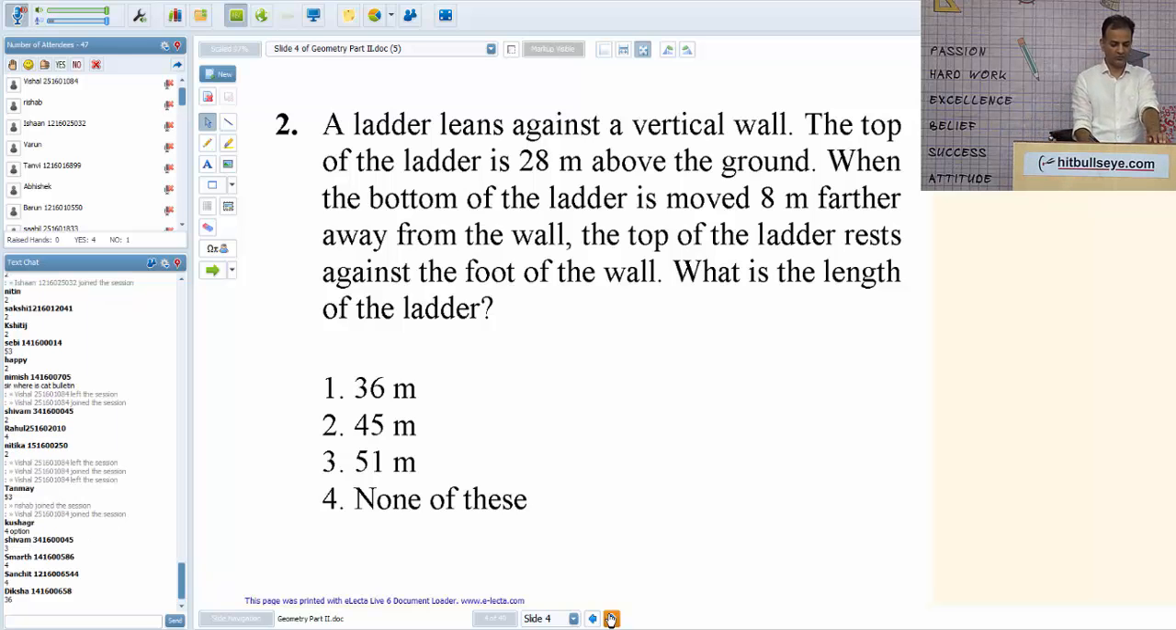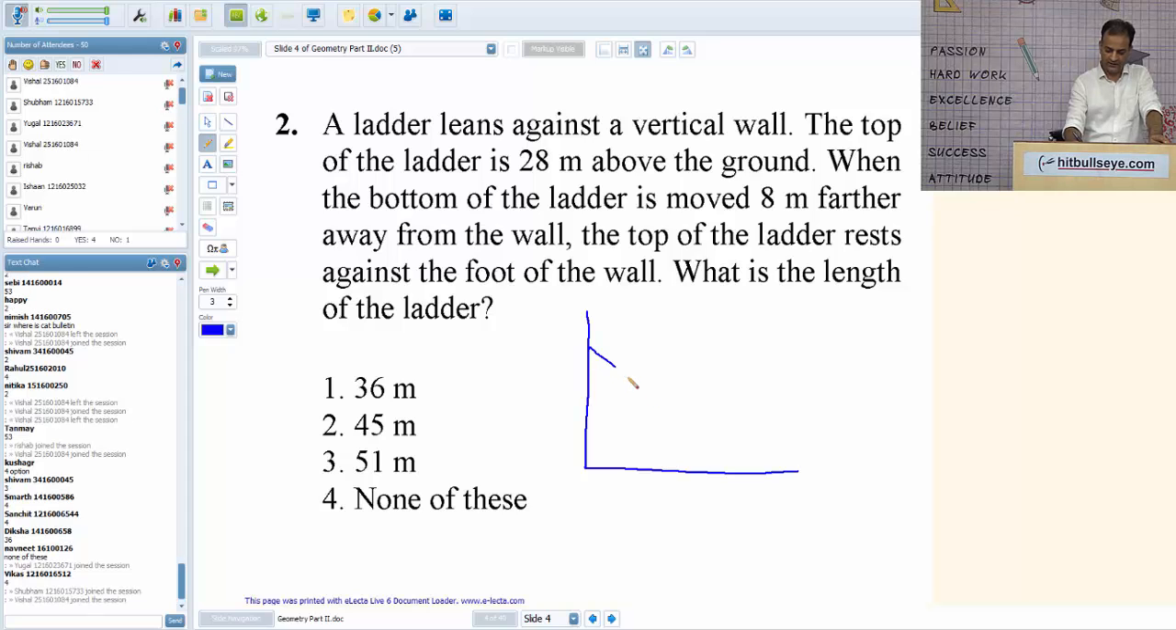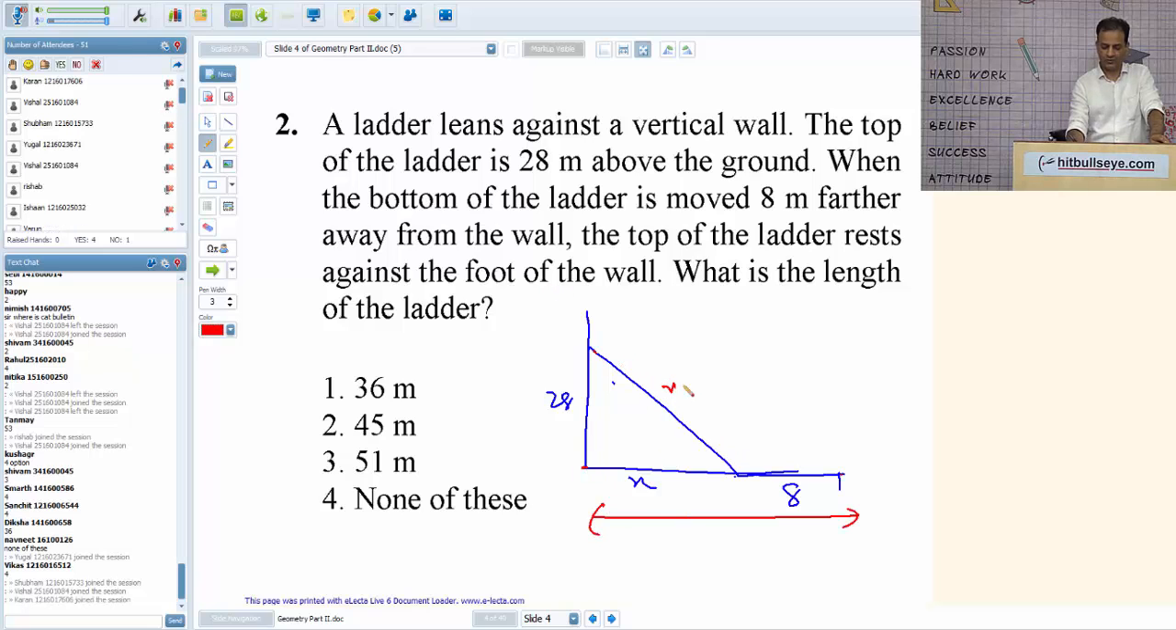Answer should be none of these. No Diksha, not 36. Okay, just see, friends. A ladder here leans against a vertical wall. The top of the ladder is 28 meter above the ground. Now this is the ladder. The top is 28 meter. If the ladder is moved 8 meter farther away, now if I take this as x, and if the ladder moves 8 meter farther, that means this ladder just touches the foot of the wall. So can I say that this ladder is equal to x plus 8?